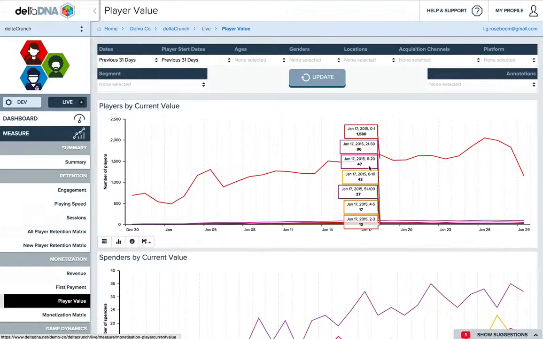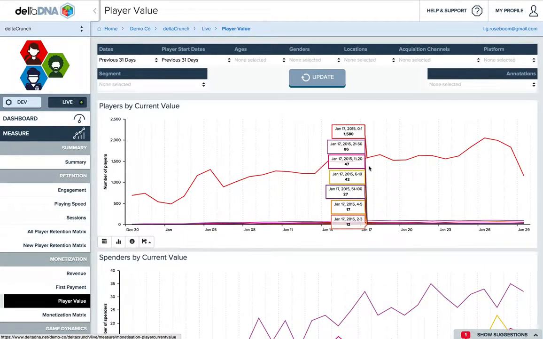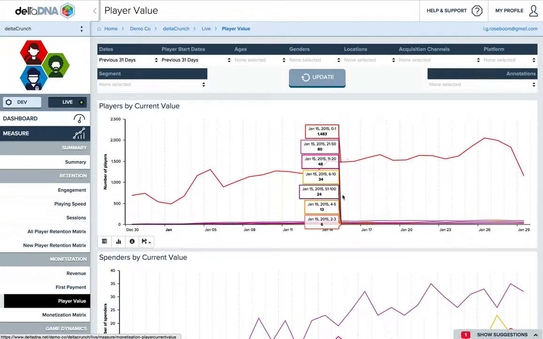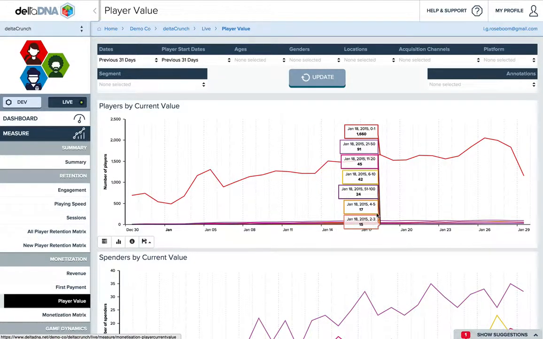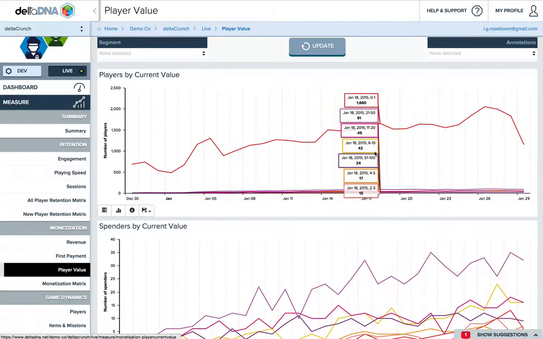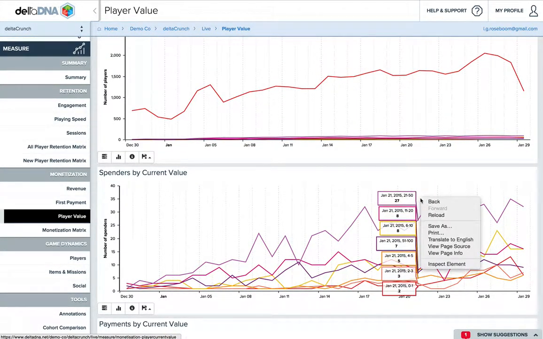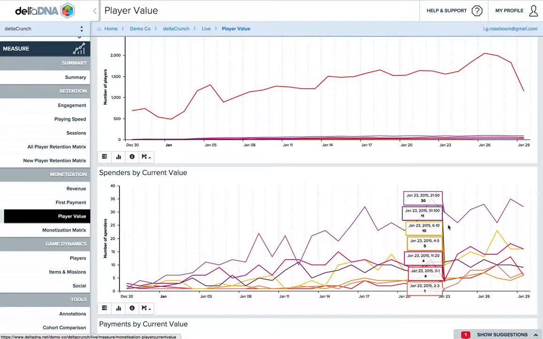So this shows you for anyone who played on a given day, what was the breakdown in their current value. Most people are not spenders. That's why a huge number of them are in this 0 to 1 bracket. But then, you can see the breakdown of the other people in the higher value and lower value brackets. Of course, it makes more sense to look at the spenders only, and that's what we're seeing on the second chart. So you can see this tiny little group of lines is expanded out on this second chart. So it's a bit more meaningful, and you can see where players of different value lie.